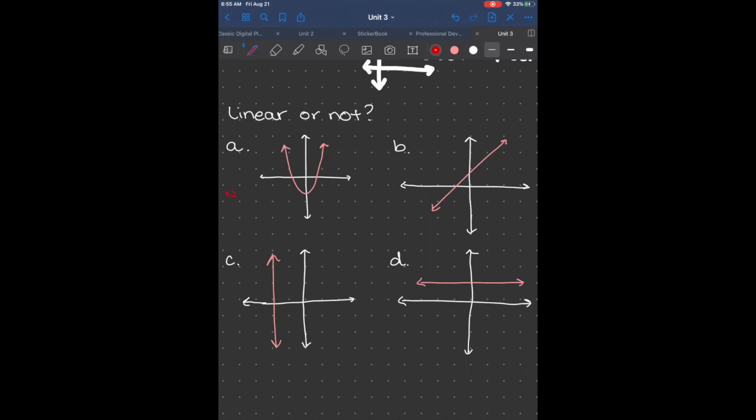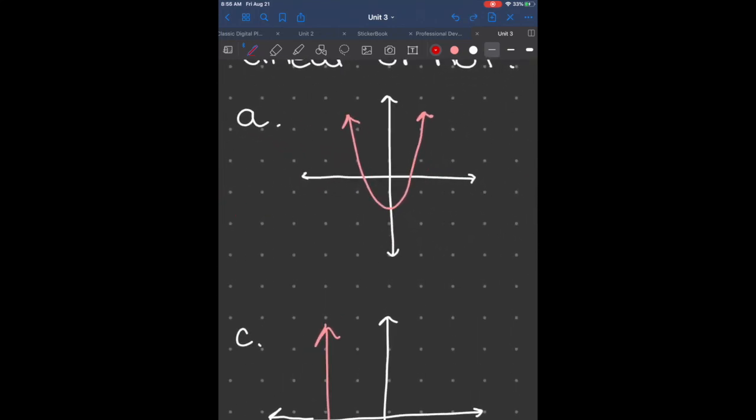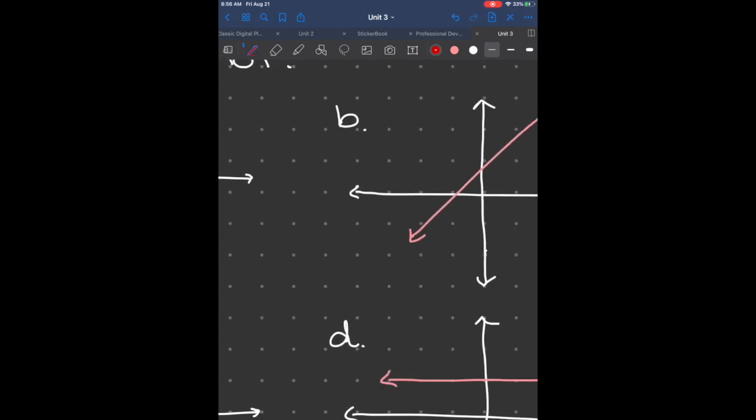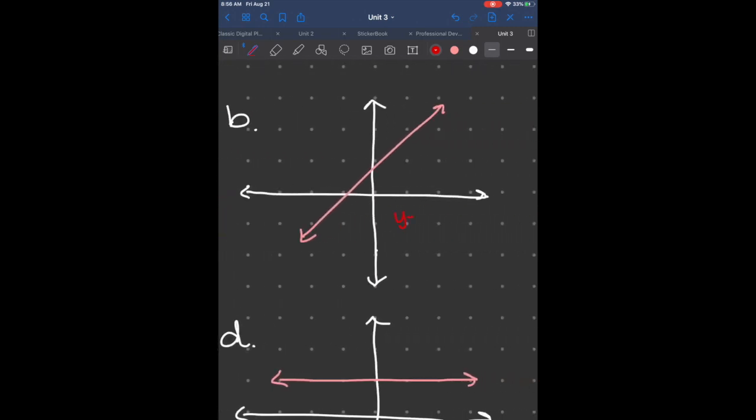All right, so A is not, because it's like a U-shaped graph, so it's not a straight line. So we'd say not a linear function. B is a linear function. It's a function because it would pass the vertical line test, and it is a straight line.